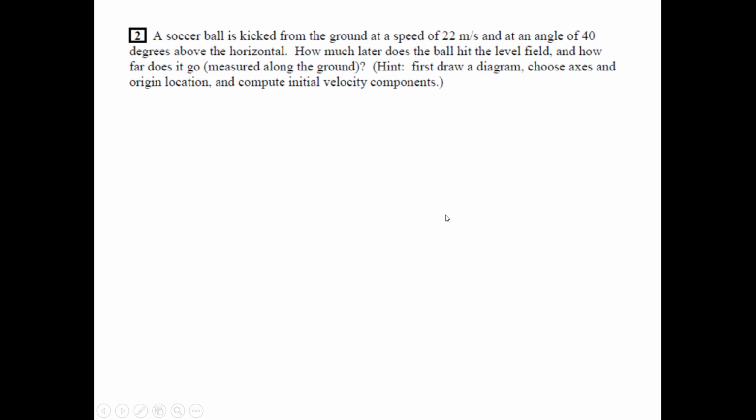A soccer ball is kicked from the ground at a speed of 22 meters per second and at an angle of 40 degrees above the horizontal. Okay, so we're saying horizontal would be 0 degrees. It's kicked up a little bit, but not quite 45 degrees above the horizontal direction. How much later in time does the ball hit the level field after it's kicked? So it's kicked up and it eventually comes down and hits the field. And how far does it go as measured along the ground from the kick point to the point at which it hits the field?